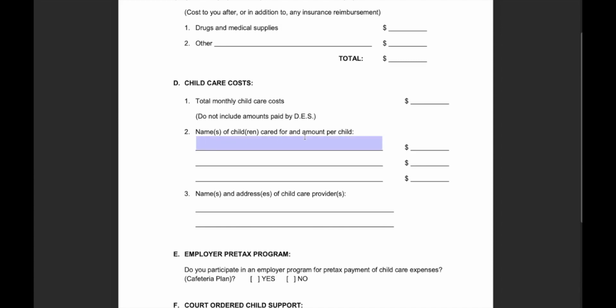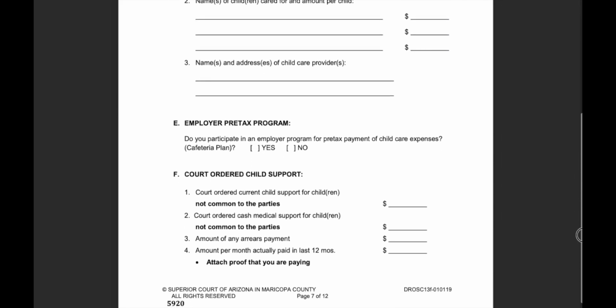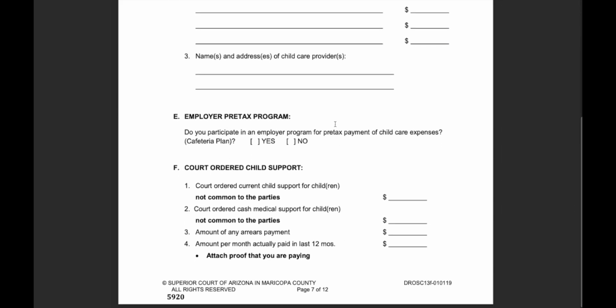Obviously, list the names of the children cared for and the amount per child. If you are receiving child care through a third-party service, through their breakdown they will have a per-child cost. You will also need to provide the names and addresses of child care providers for the children stated above. Employer tax program: oftentimes this is indicated as no, but if this does apply to you, please check yes.